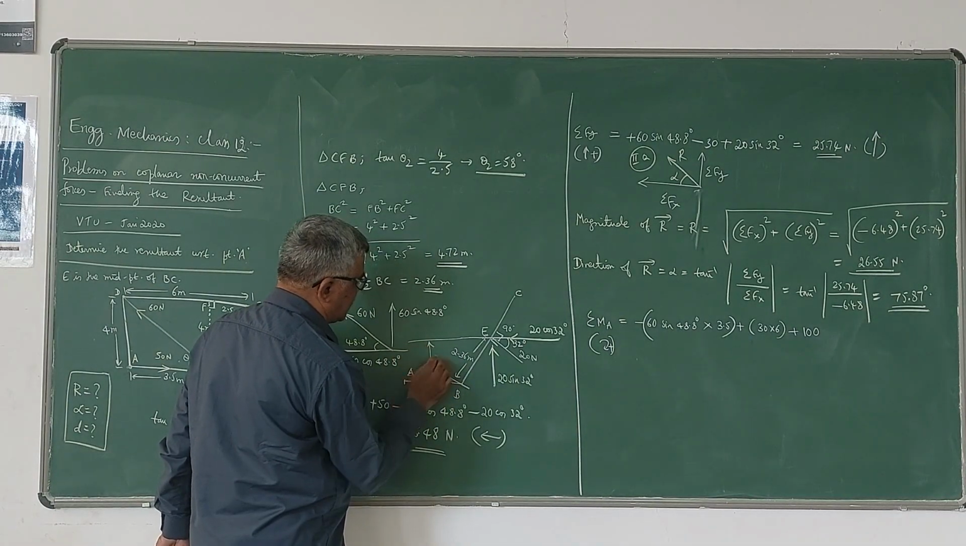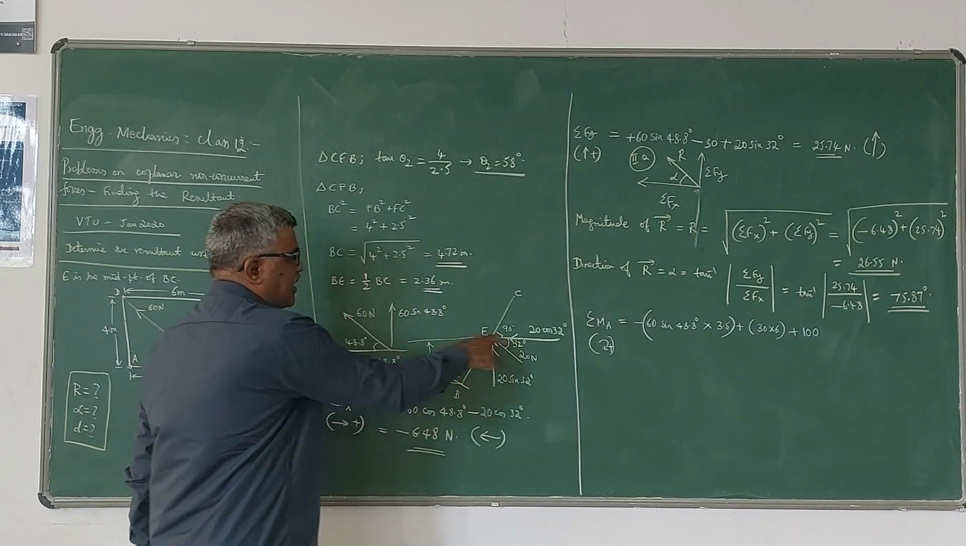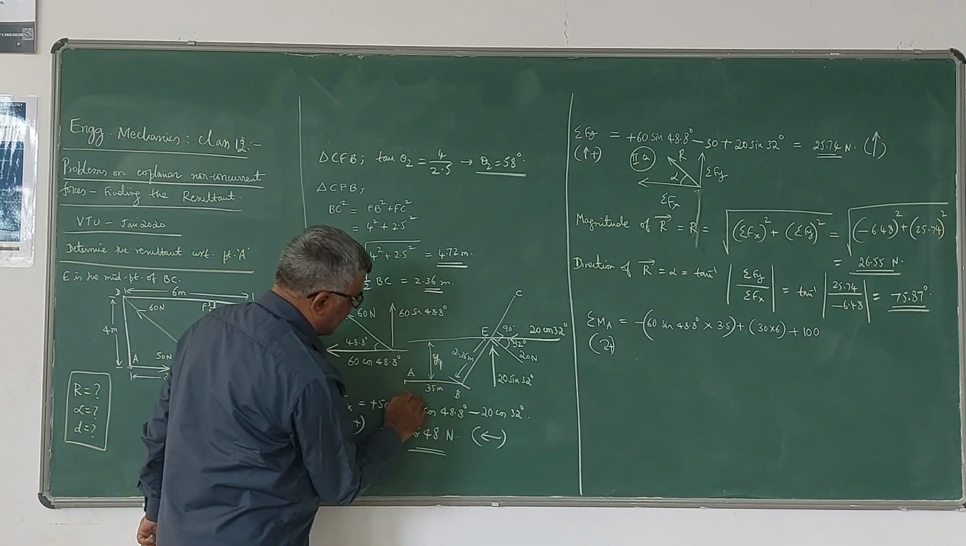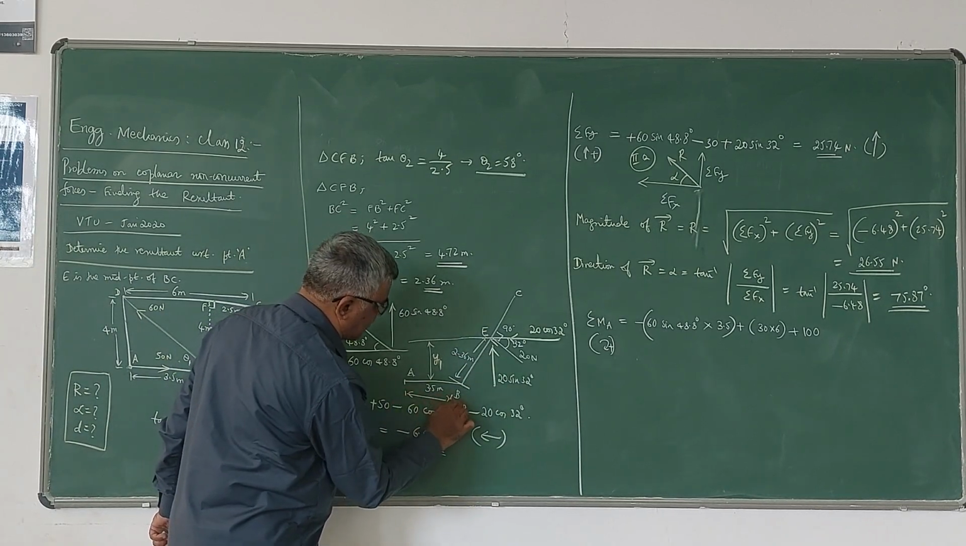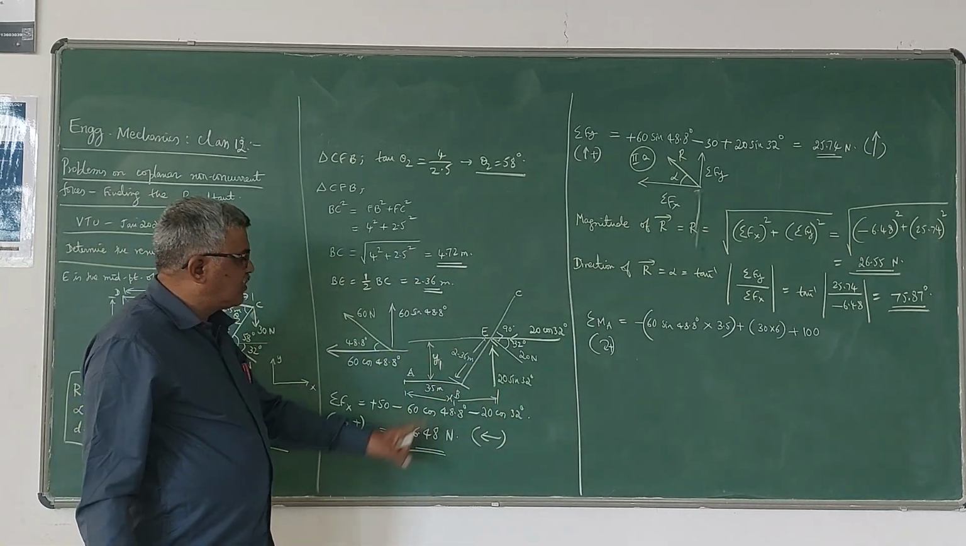Now you observe that this 20 cos 32 force is acting at this distance. Please note this. This vertical distance I will take as y1. And this 20 sin 32, from A, is acting at a distance of x1 here. So x1 and y1 we have to calculate now.